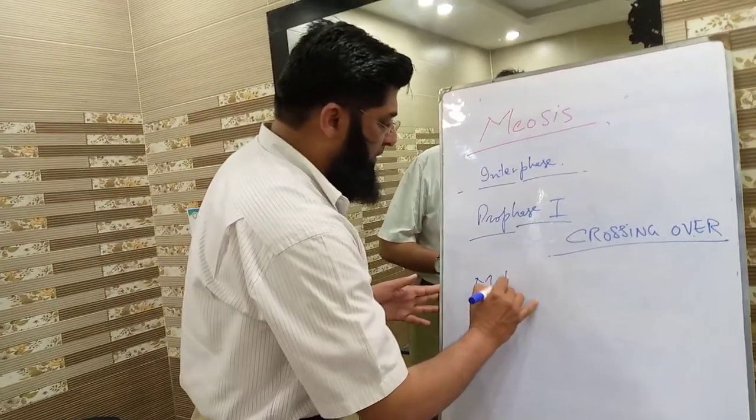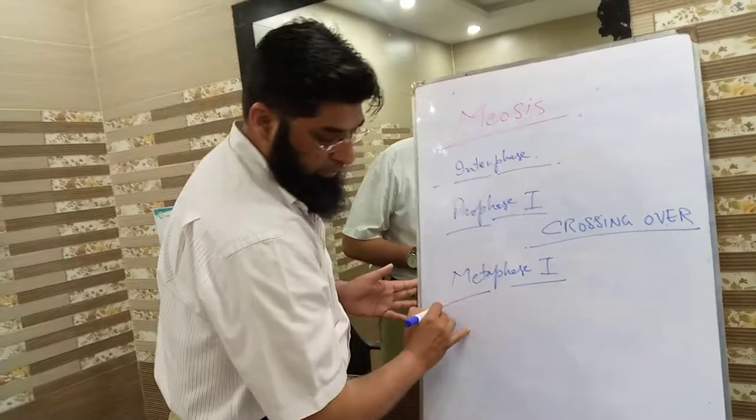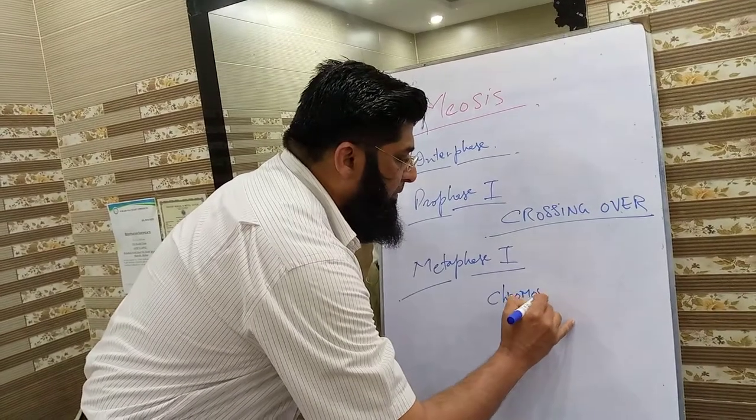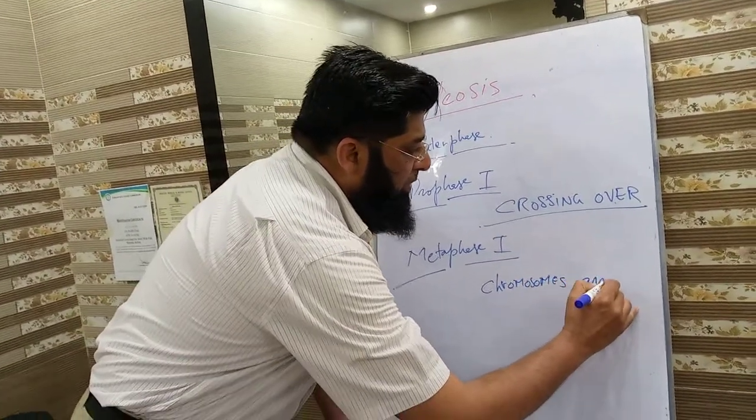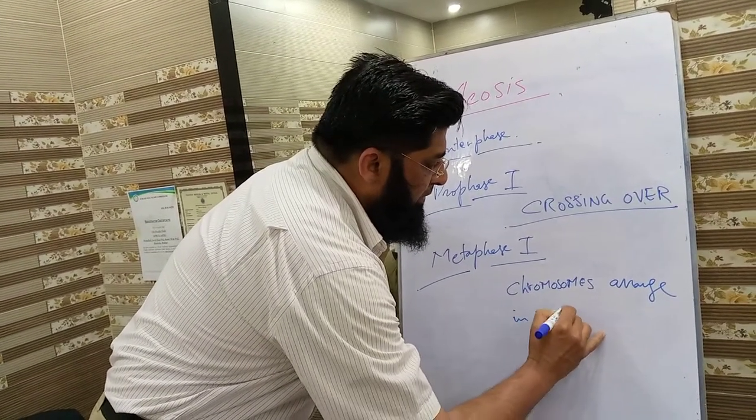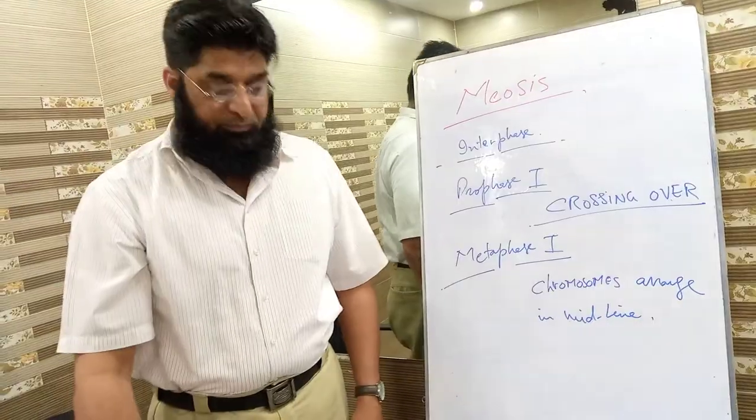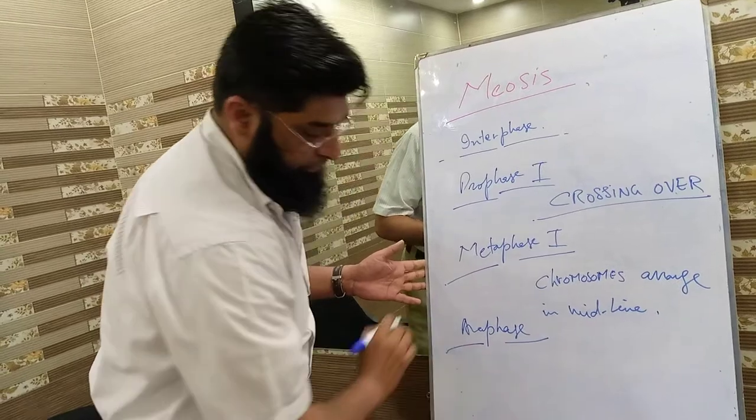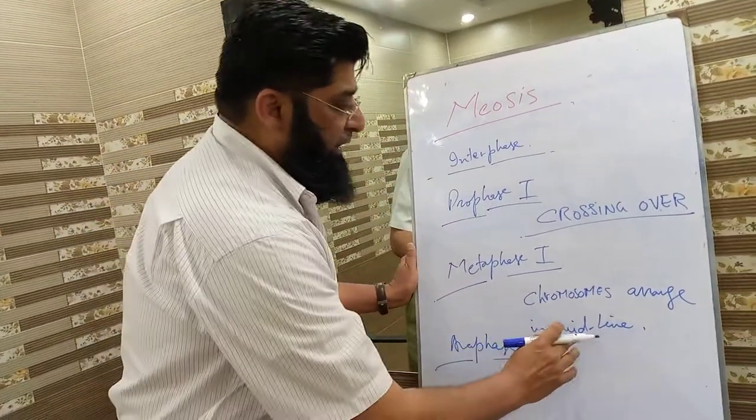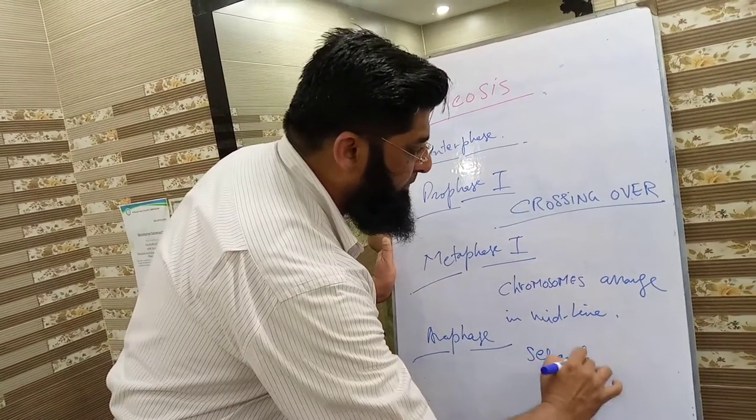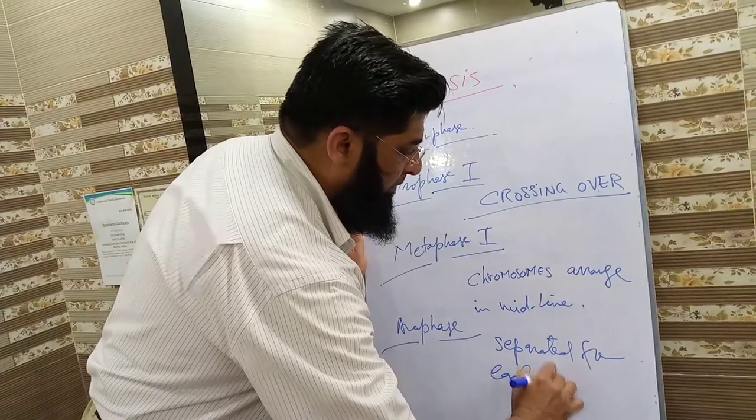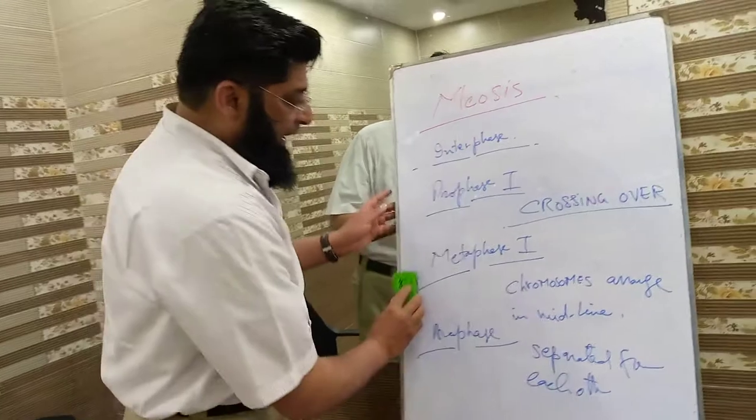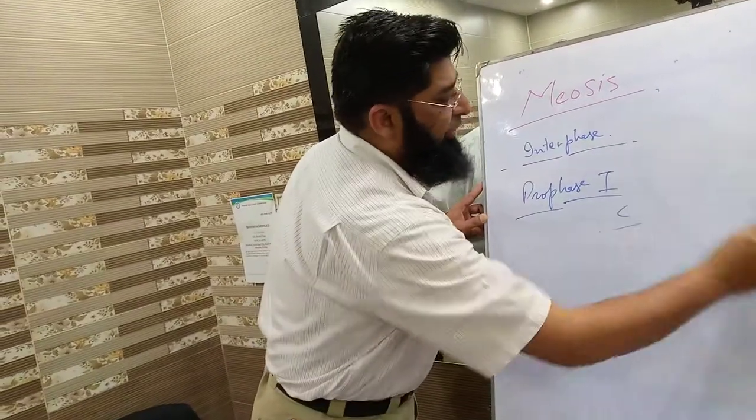Now, metaphase 1. Again, the chromosomes arrange in the midline. Okay? Anaphase. In anaphase, the chromosomes become separated from each other and move towards the opposite poles. Okay, students? And the last step, that is telophase 1.